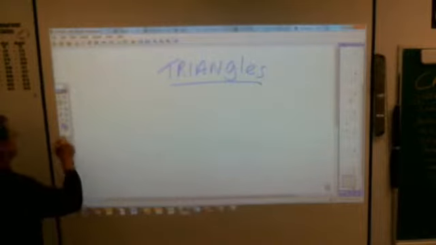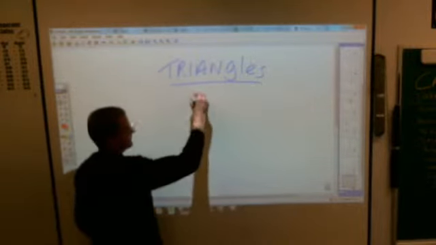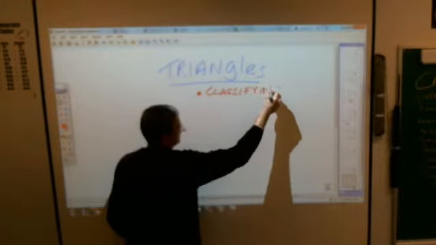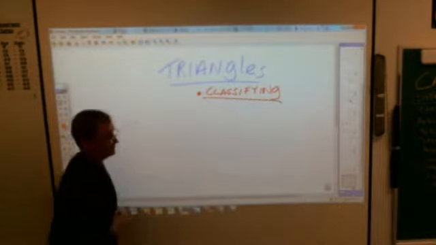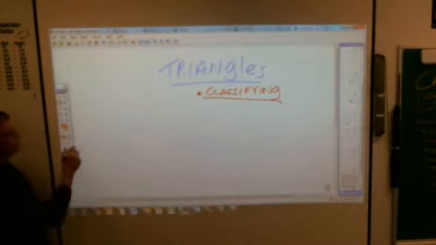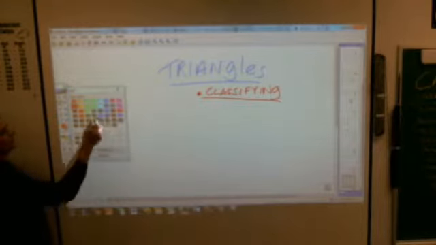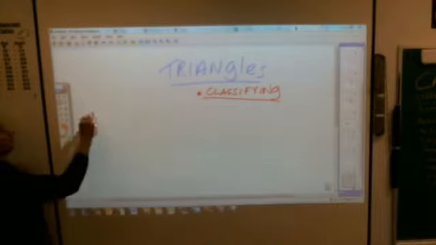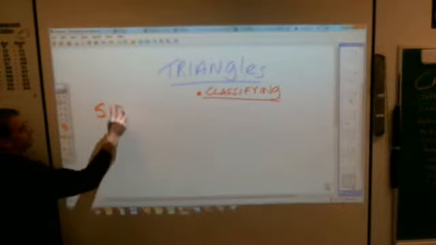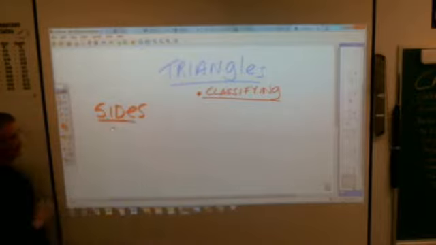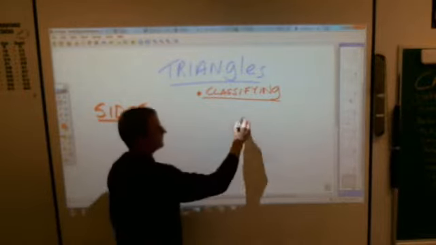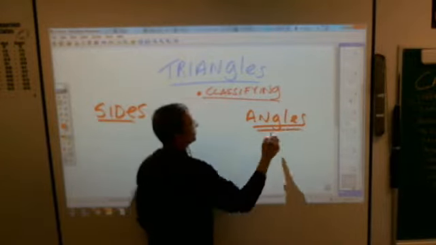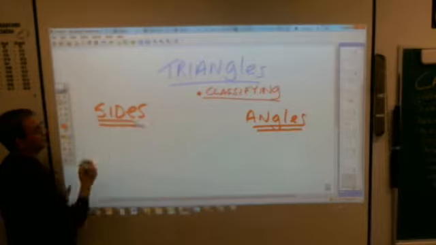The little subheading under triangles is classifying them, which means putting them into categories. And when we classify a triangle, we have two different ways you can classify them. You can classify them by their sides. That's one way, and the book will tell you, classify by its sides. Or the second way we can classify it is by their angles. So make sure you take good notes and jot these down.